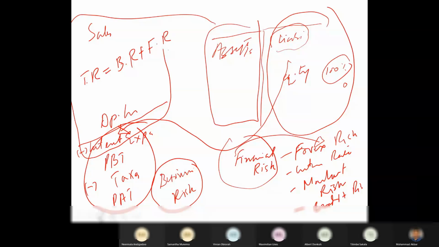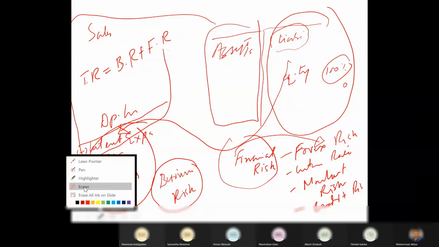Let me clear this, and I introduce you to another important concept: is business risk related with the financial risk? I told you that total risk is equal to business risk plus financial risk. This is what I told you. But how? Any idea on this?